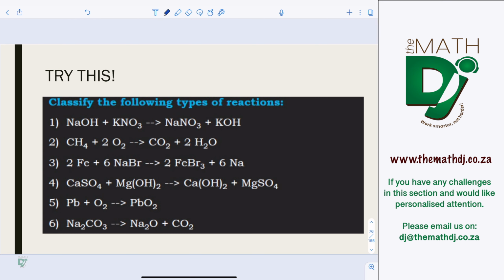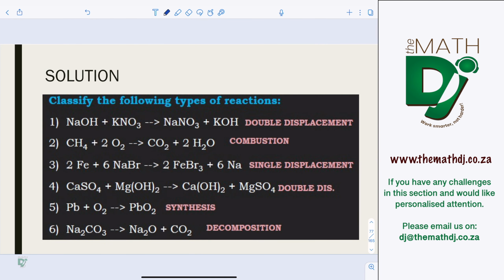Let's check the solutions. So number 1 is double displacement, because it's compound plus compound to form compound plus compound, and you can see there were 2 displacements here. The OH was displaced and it went here, and the nitrate was displaced and it went here. So it becomes a double displacement. So this one, you can see this is a hydrocarbon and oxygen, so to form carbon dioxide and water, so you already know it's a combustion.